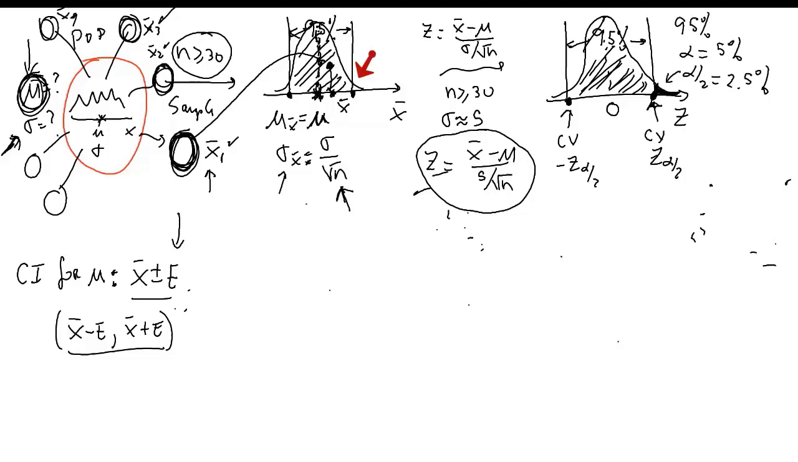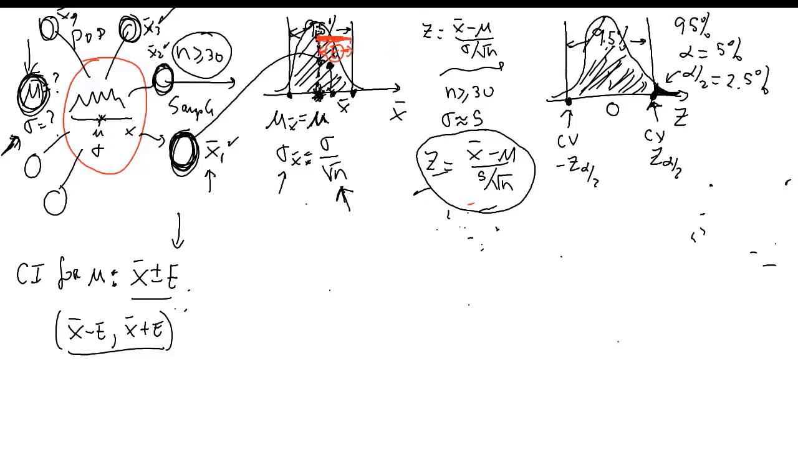Then because this area is equivalent to this area, this point is located Z alpha half standard deviations to the right of the mean. Then the maximum error in that distribution will be given by this distance. That is my maximum error. This is the maximum error, this distance.